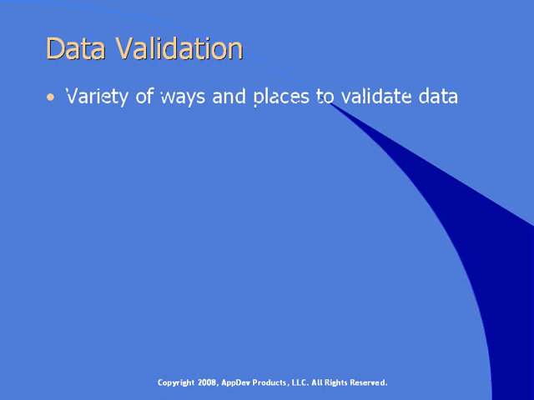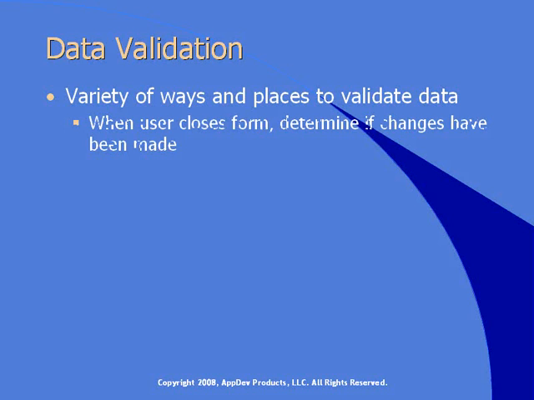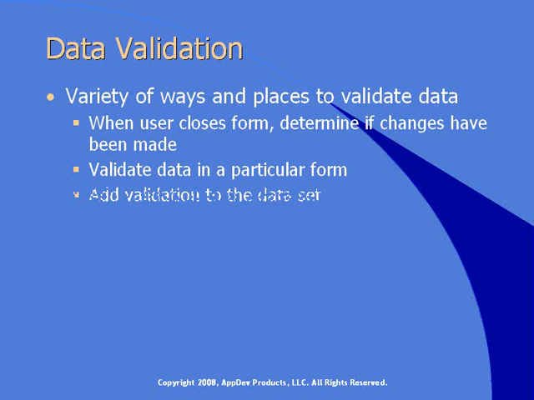There are a number of ways that you can validate data and a number of places that you will validate data. And in this section we're going to look at 3 of them. When the user closes the form, we want to be able to determine if changes have been made, and if they have, we want to prompt the user to save the changes. Then we want to see how to validate data in a particular form. So the user enters data, we're going to validate it right there. And then we also want to be able to validate at the data level. So we want to see how we can add validation to the data set.